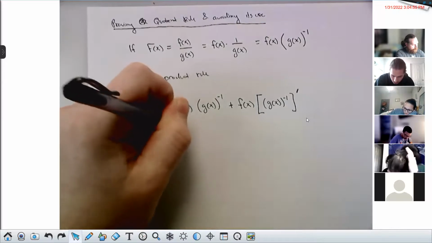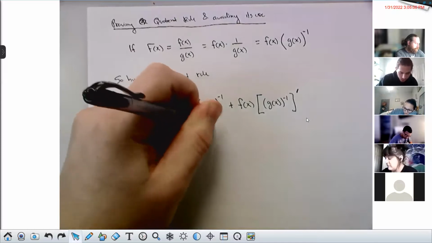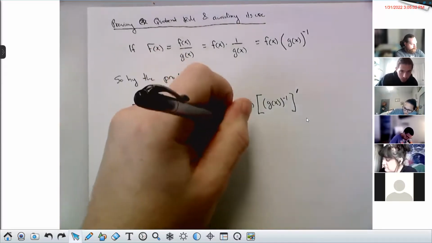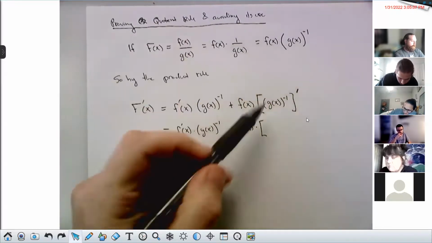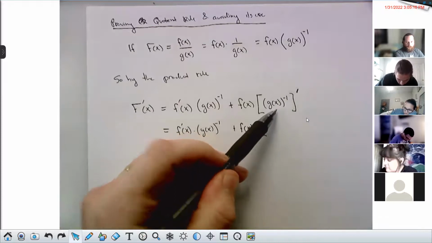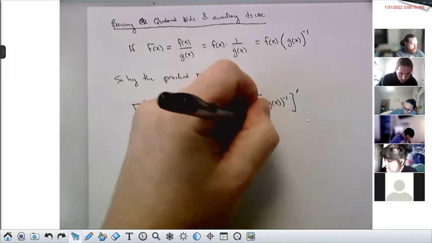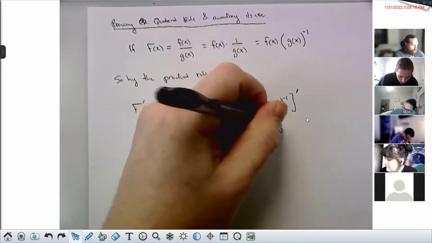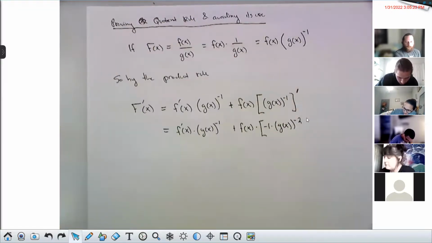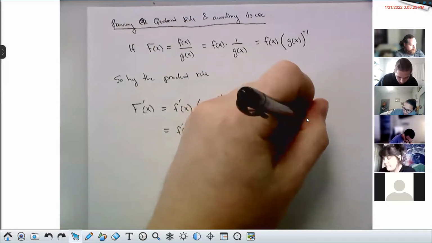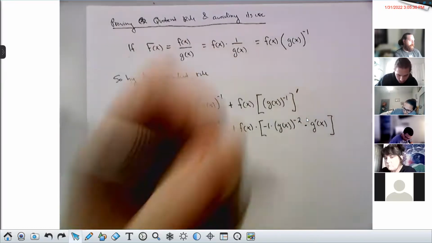This is f primed of x times g of x to the negative first plus f of x times, let's take our derivative here. My outer function here is the power, my inner function is g. So I differentiate the power, leaving the inside alone, and I get -1 times g of x to the -2. And by the chain rule, we multiply by the derivative of the inner. Well, the inner is just g, so that derivative is g primed.